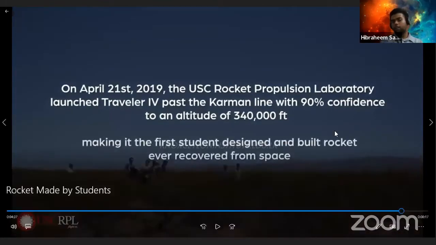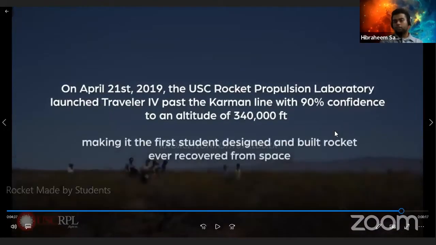An altitude of 340,000 feet. So 340,000 feet is a very big distance, right? So it has gone so high up into the sky, not a very short distance, a very long distance, a very high distance. It has gone so far.